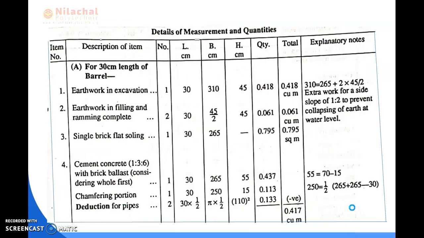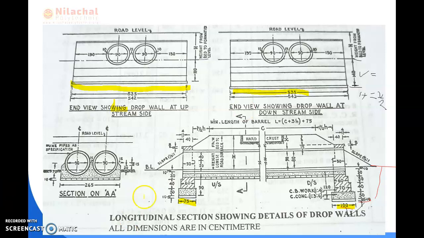First of all we talk about the cement concrete part. Here the cement concrete provided has breadth 75 and thickness 30 for the upstream side. For the downstream side the cement concrete thickness is also 30 and breadth is 100, equal to the soling width. The cement concrete length is 535, because the soling length is 542 and the cement concrete length is 535.